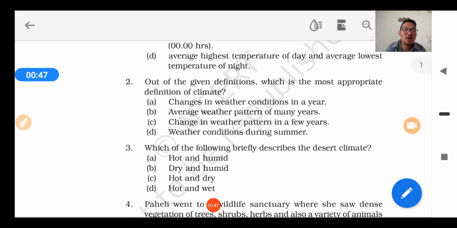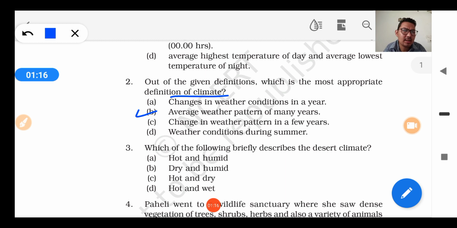Question number 2. Out of the given definitions, which is the most appropriate definition of climate? You know, the definition of climate is the average pattern of many years, say like 25 years. So option number B must be correct. On the other hand, weather keeps on fluctuating. Okay, so climate is the factor which we can predict for a particular place.